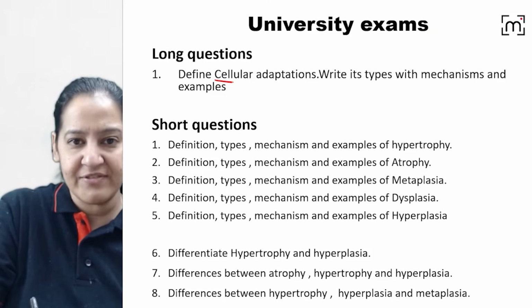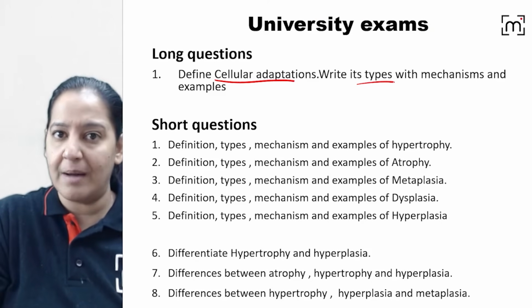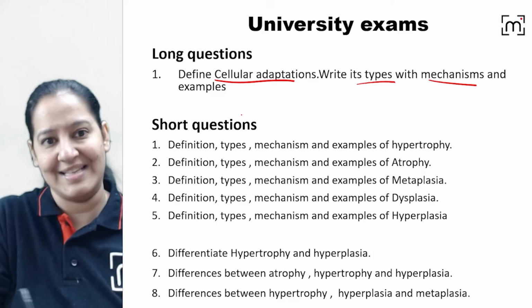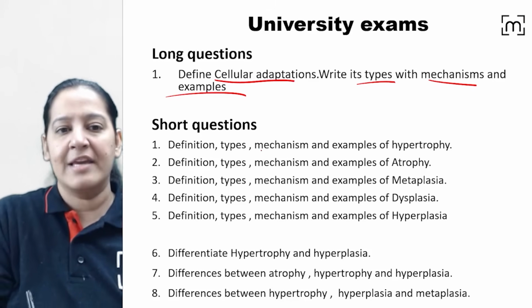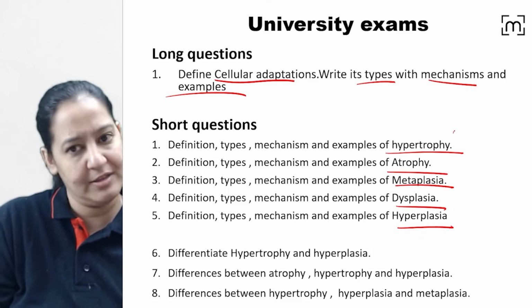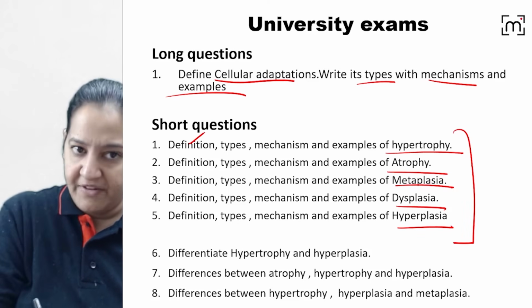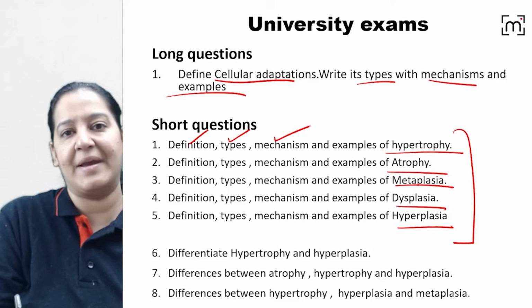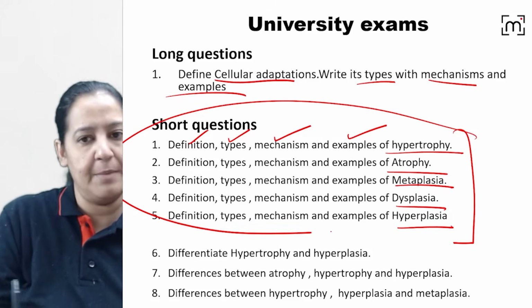Can you write all 5 cellular adaptations? Can you write the types of them? Can you write the mechanism of all 5? Yes. And can you write the examples? Yes. Can you define hypertrophy, atrophy, metaplasia, dysplasia, hyperplasia, all 5 of them? So can you define them? Can you write their types? Can you write their mechanism? Can you write their examples? You know everything about each of them.